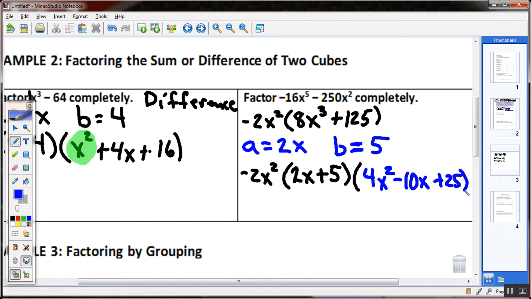Cubes can be kind of tricky, but if you see cubes, where are you going? You're going to go to that chart right there. You're going to ask yourself sum or difference, and then you're going to have to figure out your A value and your B value, and you're on your way. But guys, before I could use the cube chart, what did we have to take out of this one first before I could use the cube rules? What do we have to take out of these two terms right here? What did we factor out at the start? Negative 2x squared. Okay, very good. Okay, that's kind of tricky. Okay, you guys have what you need there? Any questions?